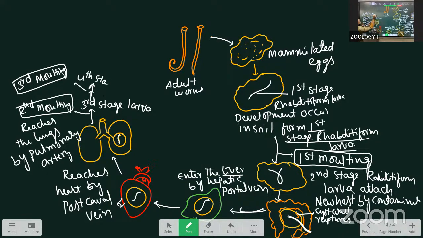This fourth stage larva comes out from the alveoli and reaches again the small intestine. How? The fourth stage larva comes out from the alveoli and goes to the bronchi. The bronchi open into the trachea. Next, from the trachea it goes to the larynx.